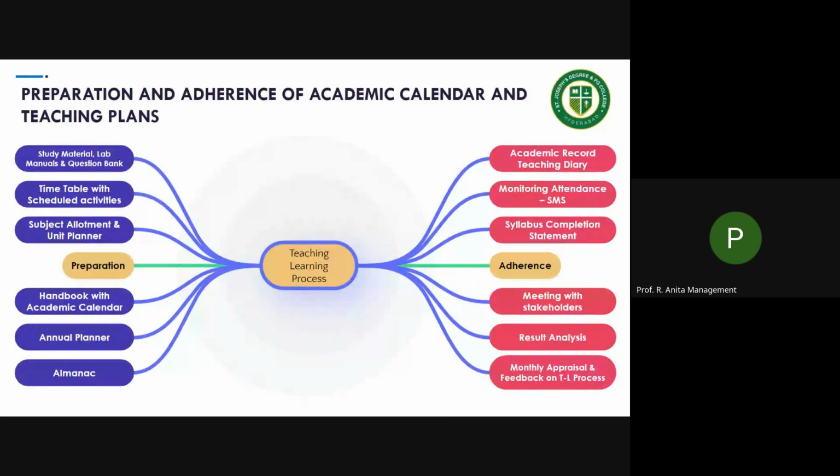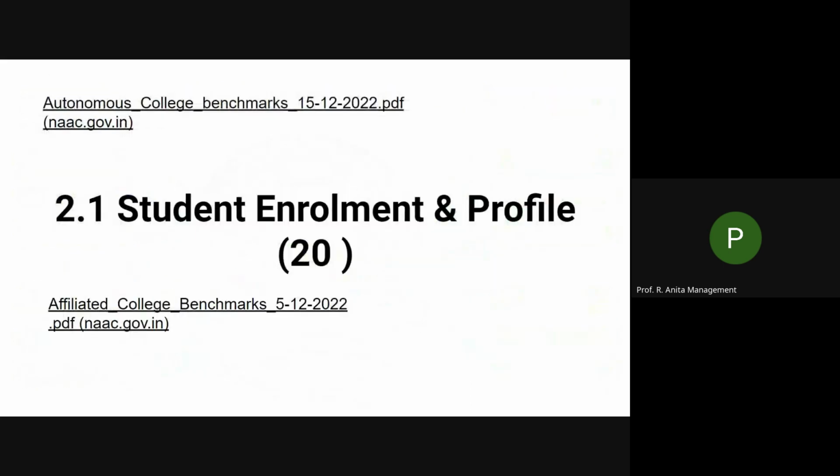Then after the exams are done, the result analysis is done, so that we know whether whatever teaching-learning process has been done, we are able to get the required results or not. So in that way, the monthly appraisal and the feedback on the teaching-learning process is being done, so that we know how we are progressing in this teaching. So this is what we do in our college.